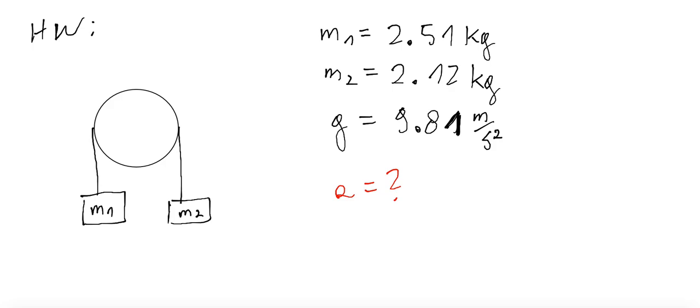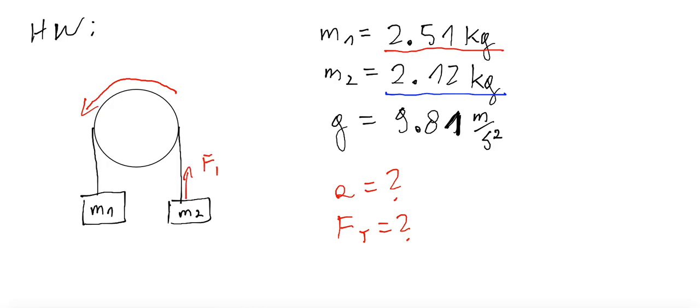Remember, the system will be accelerating counterclockwise because m1 is heavier, so it will be falling, and m2 is lighter, so it will be accelerating up. And one more, what is the tension of the string? Remember, tension means here or here at any point. It's the same.